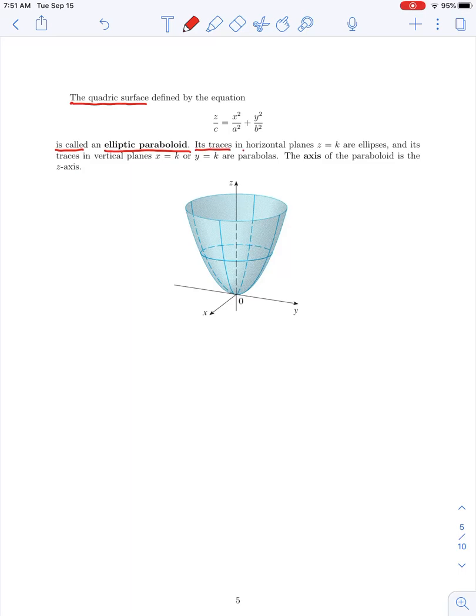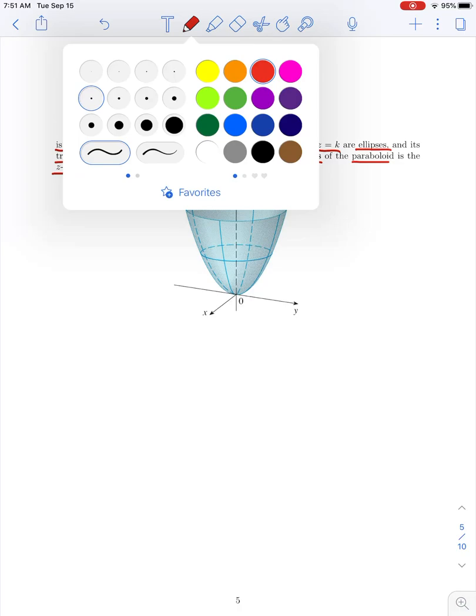So if we consider the traces of this surface in horizontal planes, we get ellipses, and its traces in vertical planes, say x or y equals k, would give us parabolas. And in this case, we would say that the axis of our paraboloid would be the z-axis. So I've given an illustration of this paraboloid below. Let's sort of justify why our surface looks like this by considering those traces.